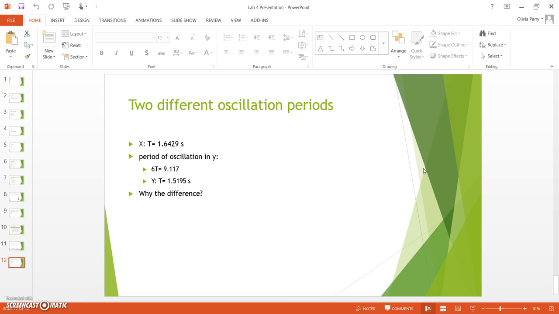I obtained a period of oscillation for the x data earlier and got T equals 1.6429 seconds. Following the same steps for the period of oscillation in y, I got T equals 1.5195 seconds. Ideally, the time for the periods would be the same since the period length depends on the mass and the spring constant. However, the spring constant is found using the position data of the mass in the experiment.